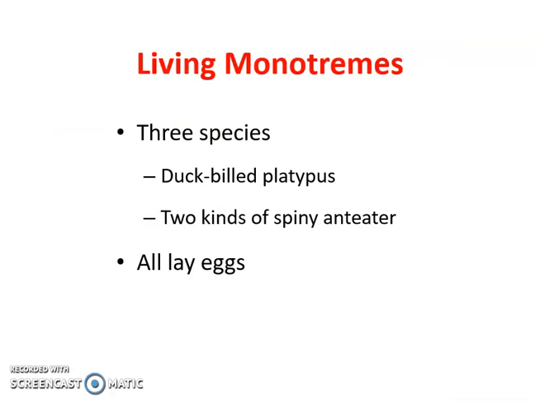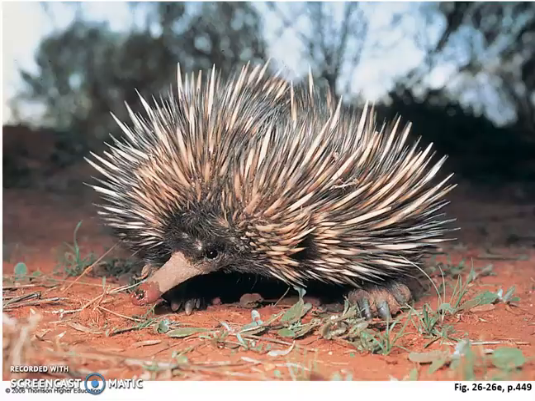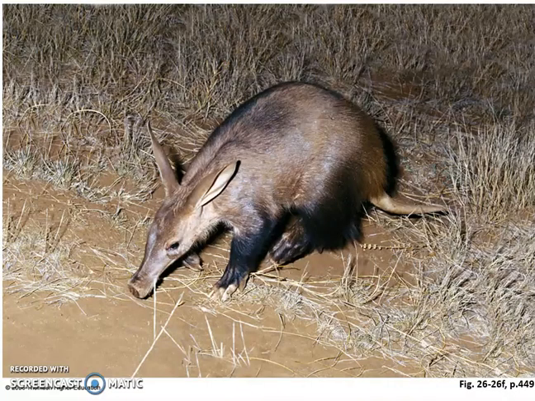So when we look at the different monotremes, I think I said 2 species. I should have said 2 groups. The platypus and then the anteater. So they lay eggs. Here's the spiny anteater. Here's the other type of anteater. And I'm sorry I don't have a picture of a platypus, but duck-billed platypus if you want to Google that.